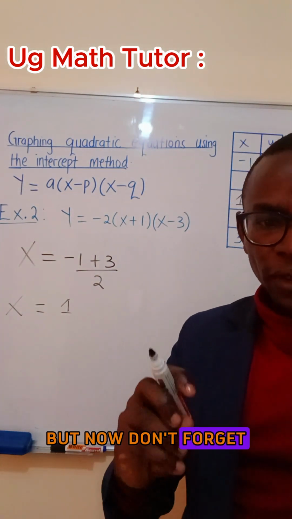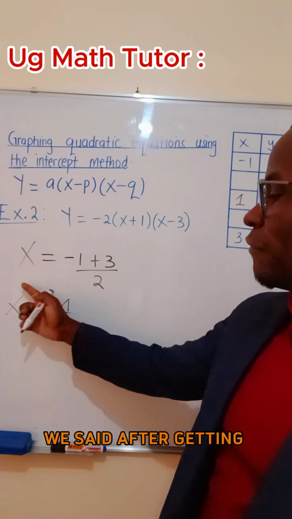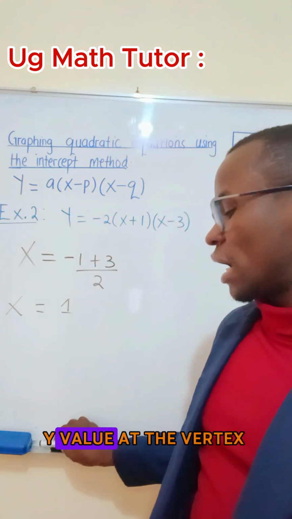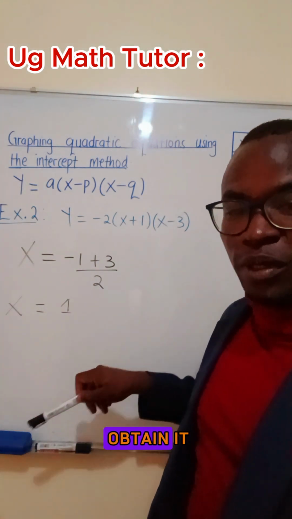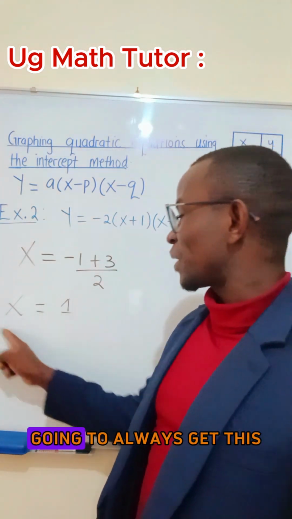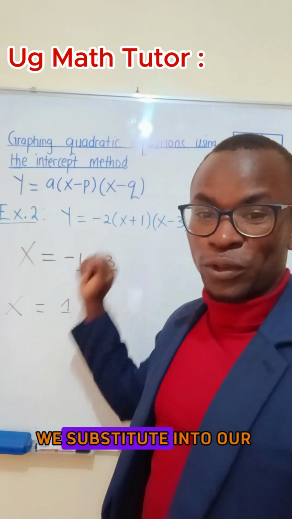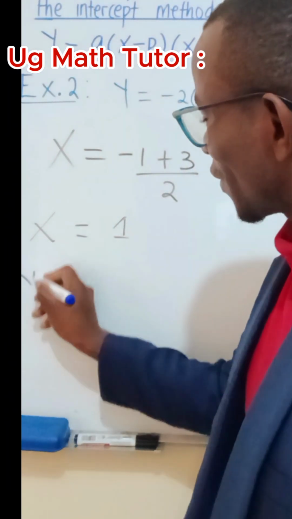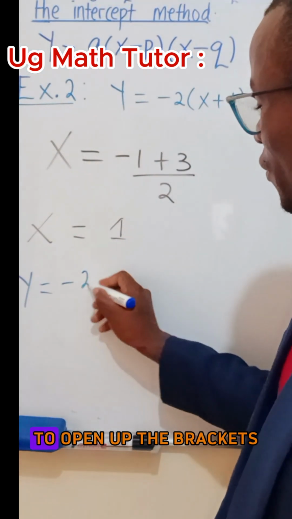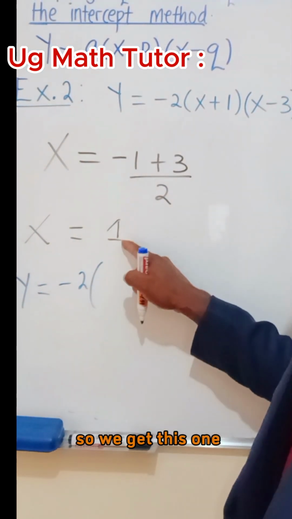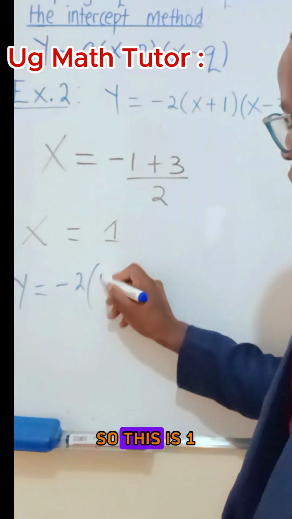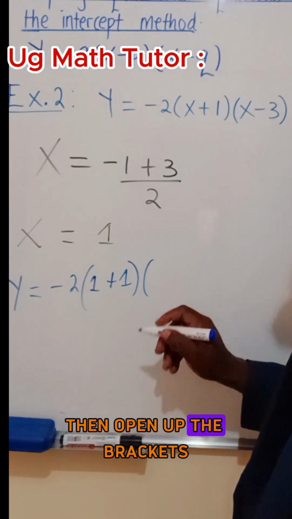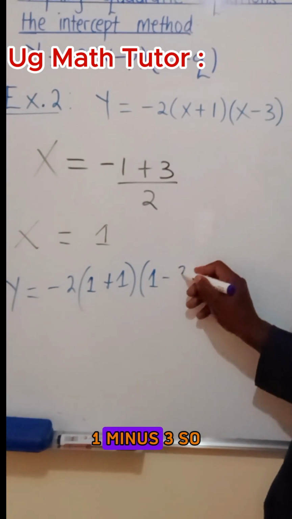But now, don't forget, we said after getting the x value at the vertex, we have to obtain the y value at the vertex. And how do we obtain it? We say that we are going to always get this x is equal to 1. We substitute into our original equation. So we shall have y equal to negative 2. Open up the brackets. So we get this 1. We substitute where there is x. So this is 1, then plus 1. Then we open up the brackets, 1 minus a 3.